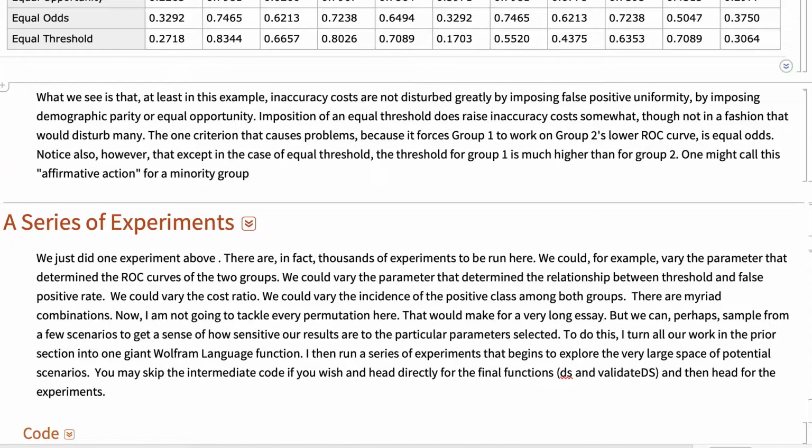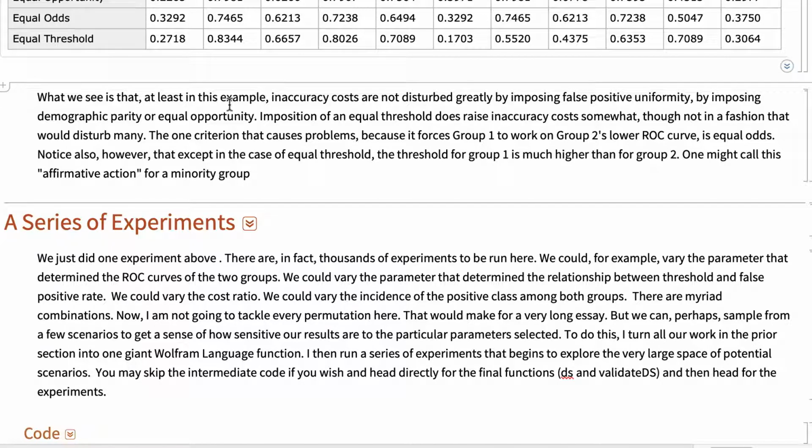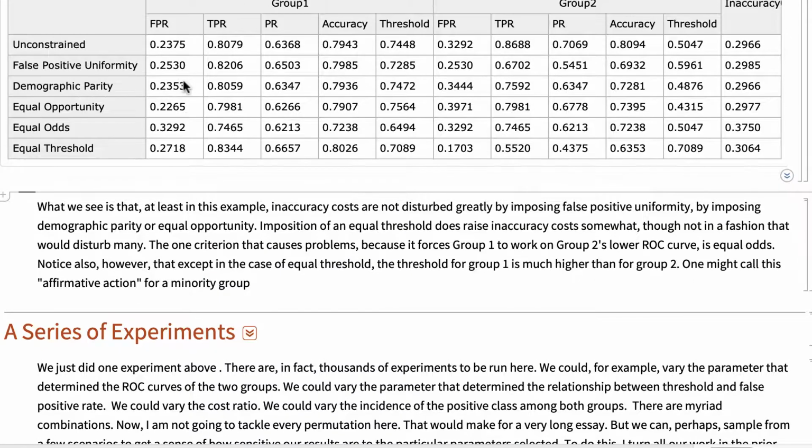So what we see is that, at least in this example, inaccuracy costs are not disturbed greatly by imposing false positive uniformity, by imposing demographic parity, or equal opportunity. Imposition of an equal threshold does raise inaccuracy costs somewhat, but not in a fashion that would disturb many people. The one criteria that causes problems, because again it forces group 1 to work on group 2's ROC curve, is equal odds, which really does increase those inaccuracy costs.